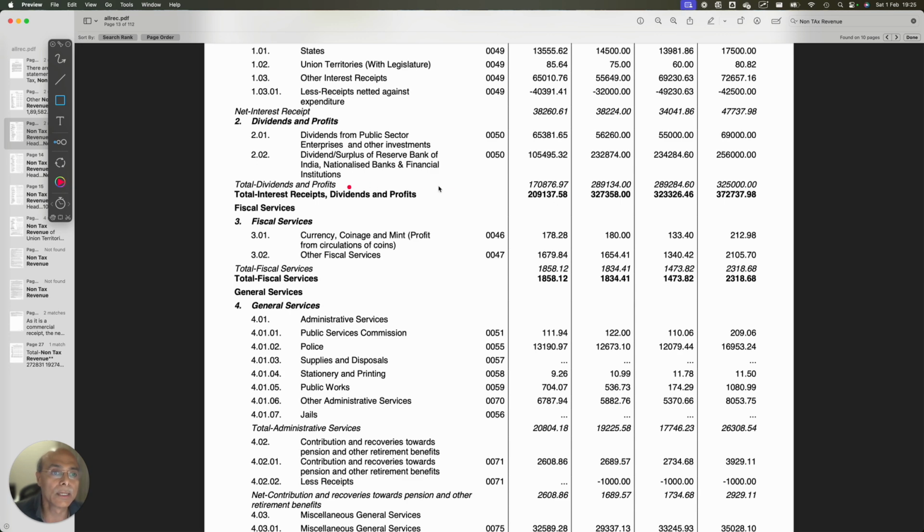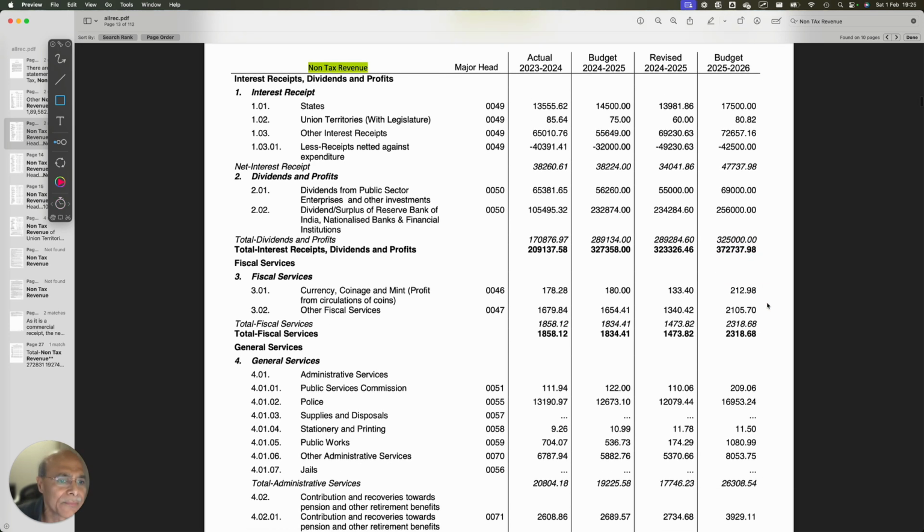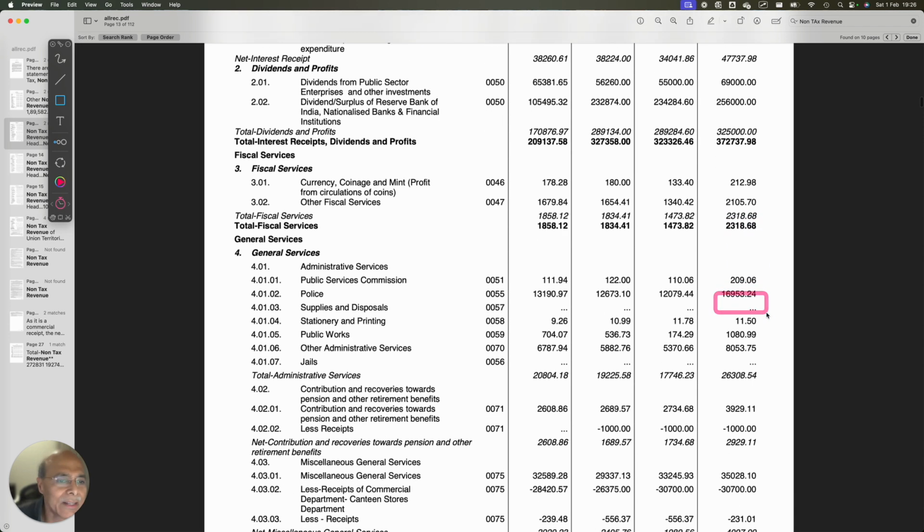So the total interest received because of dividend profit comes from two places. One is the public sector, and another is the Reserve Bank of India. So it is higher than what it was earlier by roughly around 50k crores, right? So this number and this number is also high. Together, these two numbers added is around 50k crores, right? Then comes the fiscal services, which is very, very less, so you can ignore it.